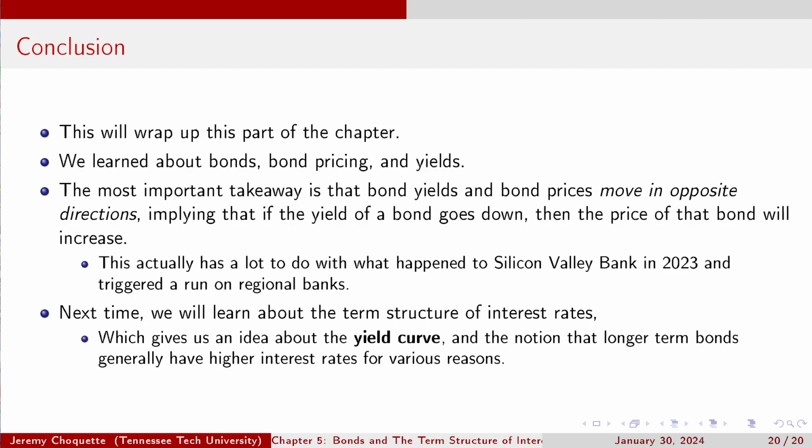Now, this is going to wrap up this part of the chapter. So we learned about bonds, bond pricing, and yields. Really, the most important takeaway here is that bonds and bond prices are going to be moving in opposite directions. And that implies if the yield of a bond goes down, the price of that bond goes up. And, well, like I said, it has a lot to do with what happened to Silicon Valley Bank in 2023 that triggered a run on a lot of regional banks.